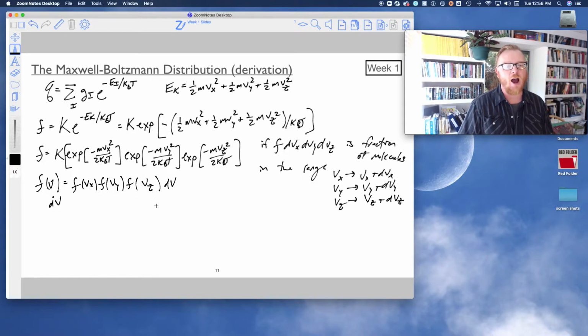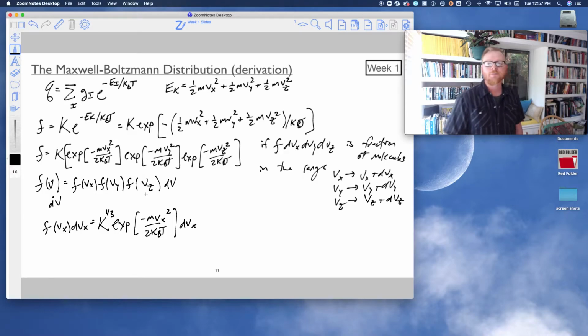So for example, I can now talk about this just in terms of one dimension by saying, for example, f of v_x dv_x equals, now I'm going to write this as exp of negative m v_x squared over 2 k_B T, dv_x. And now what about this K term? Well, because it's degenerate, we know it's going to apply evenly throughout each of those dimensions. So I'm going to write K to the 1/3 power. And so when it gets recombined into all of these individual functions, I'll get back to the original function that I had.